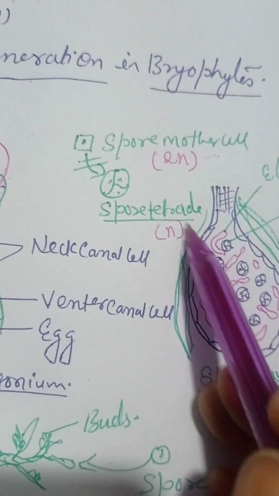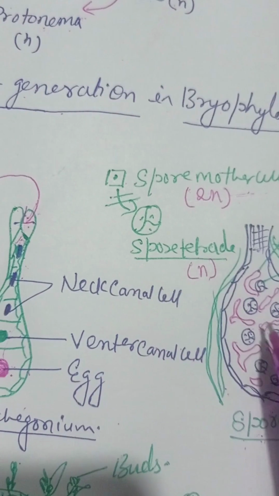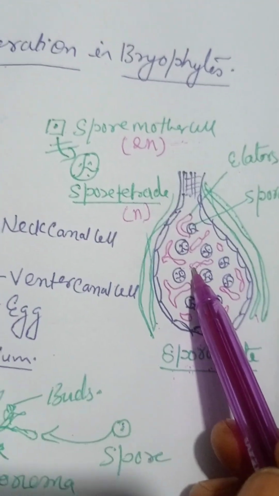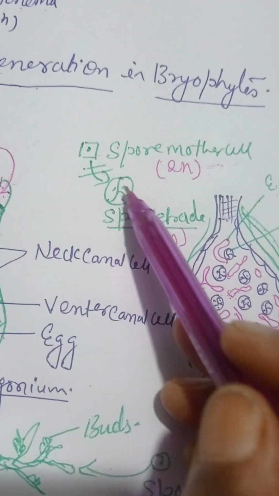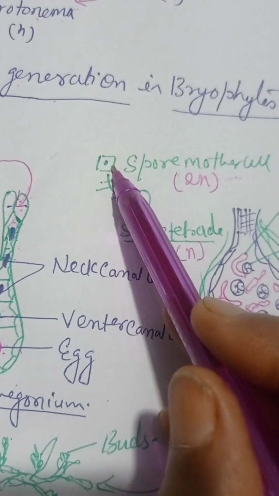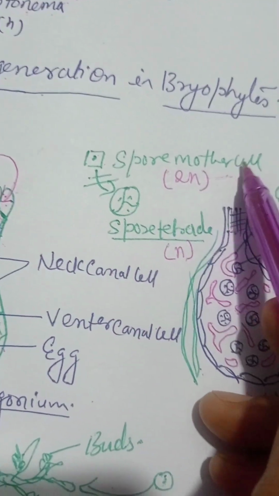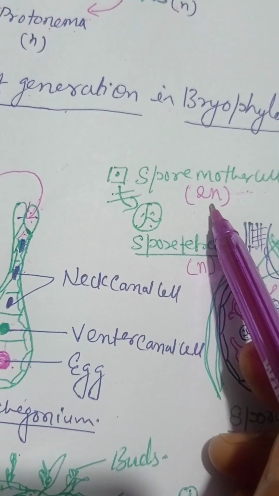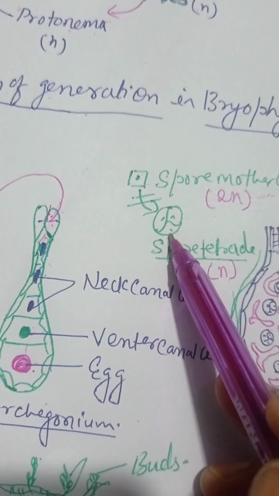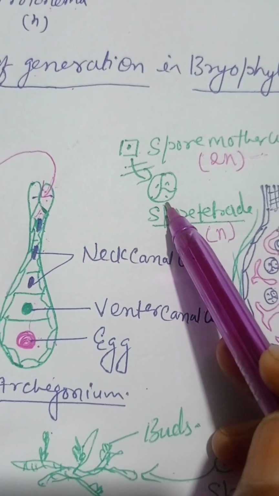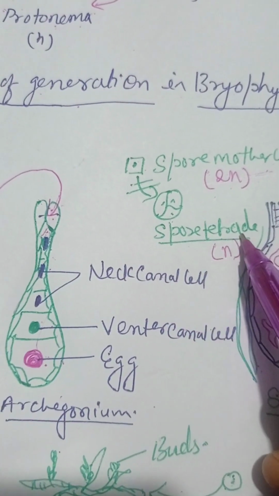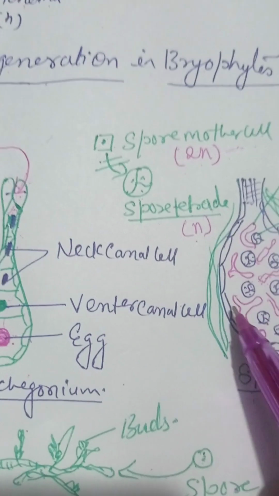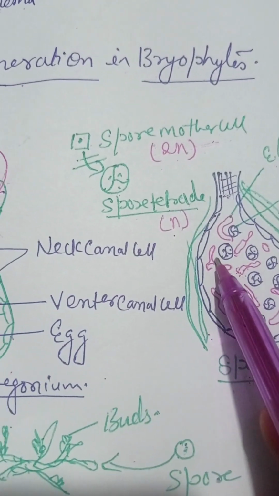These sporogenous cells have the capacity to produce the fertile spores, but what happens is that one cell is called the spore mother cell, and this spore mother cell is diploid in nature. By the process of meiosis it will form 4 haploid cells, called the spore tetrad, which are haploid in nature. These are the tetrads in blue color.